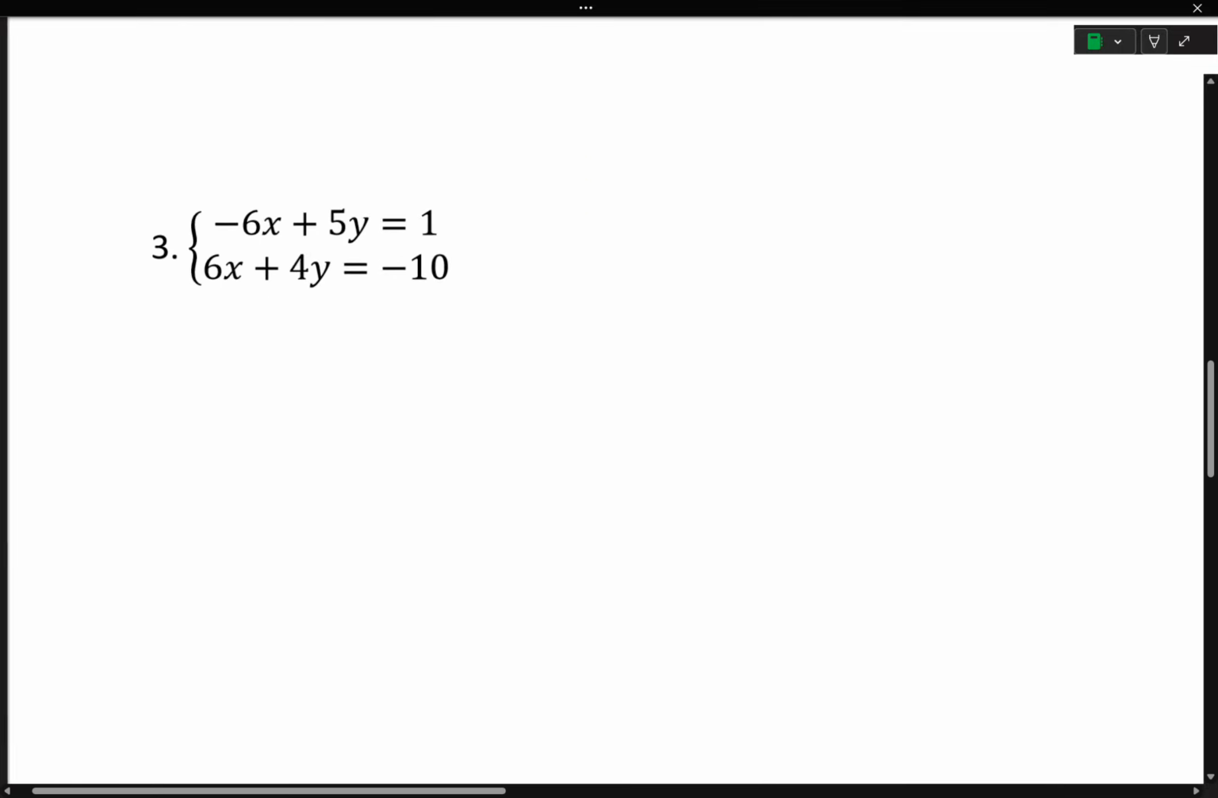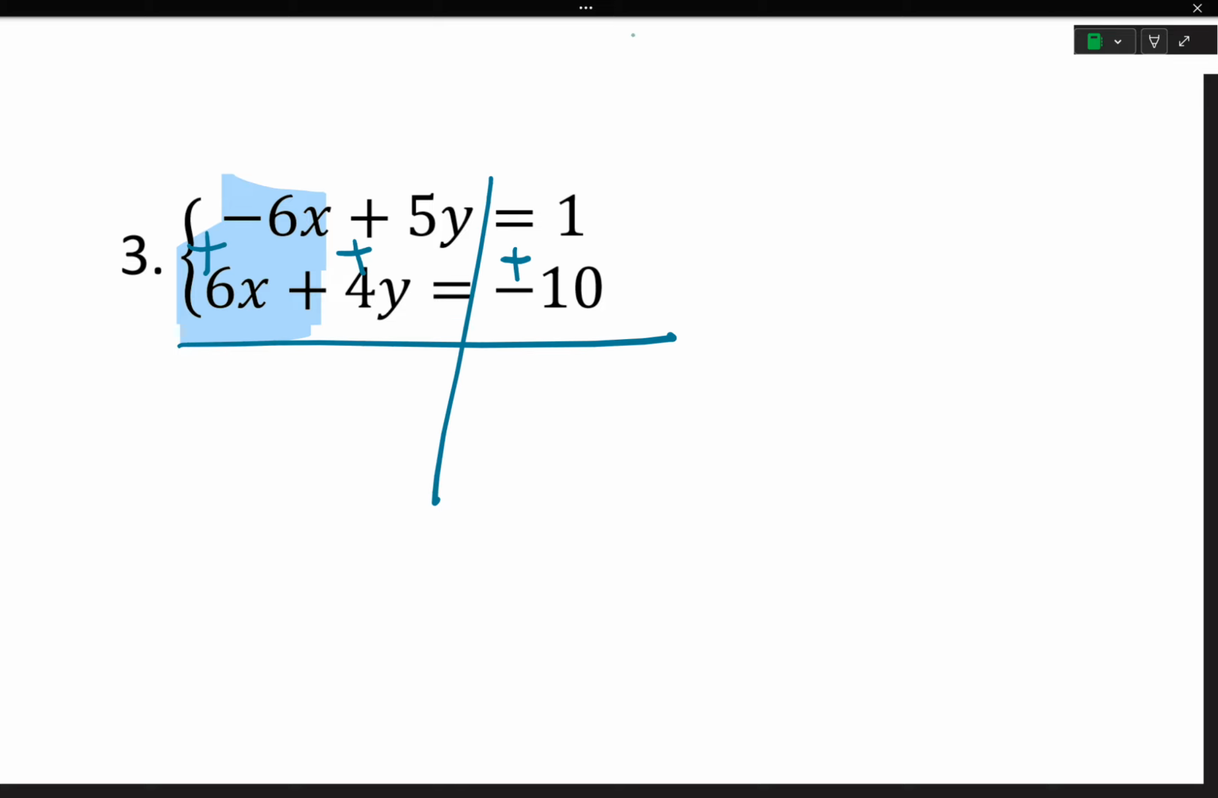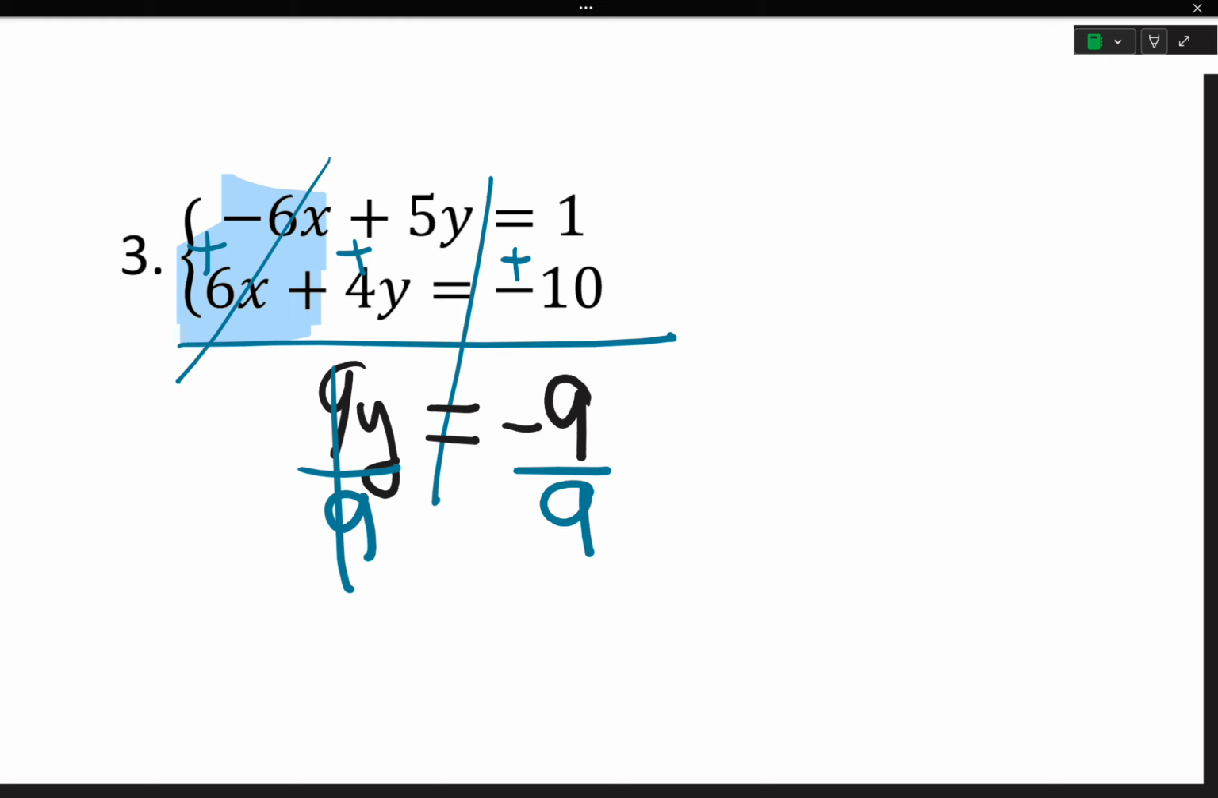Number 3. Do you see opposites? Remember, positive and negative version of the same variable. Hopefully, in this problem, you see that our x's are opposites. So, let's add. Negative 6 and 6, the x's cancel. 5y plus 4y gives us 9y. 1 plus negative 10 is negative 9. We had to divide by 9. Y equals negative 1.